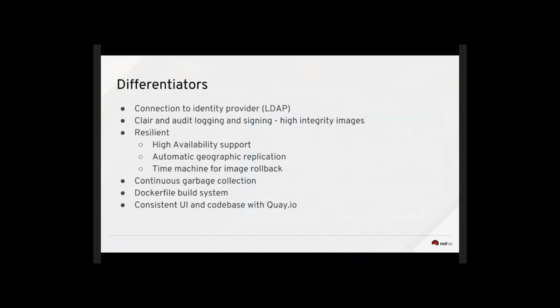In terms of general differentiators of Quay versus other registry products on the market, we provide connections to various identity providers if you're using Quay Enterprise. So if you have LDAP or Keystone or some of those other open identity providers, you can hook them in, and your Docker CLI login will go through that provider. We provide, of course, Clair, which is our security scanning backend. It provides high integrity for images. It's resilient. It's high availability by default. As I said, it supports automatic geographic replication and Time Machine.